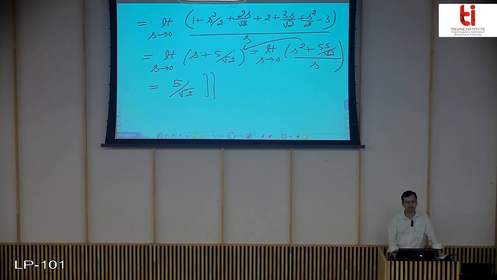So this is the directional derivative when you use the definition. This is how we use the definition to find the directional derivative, and in this case the value comes out to be 5 over root 2.